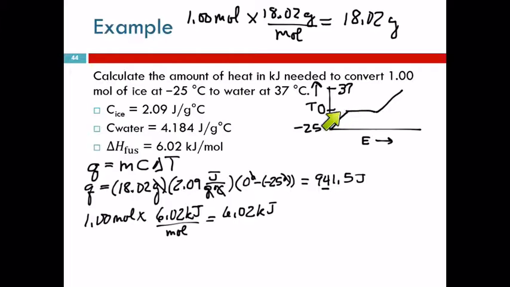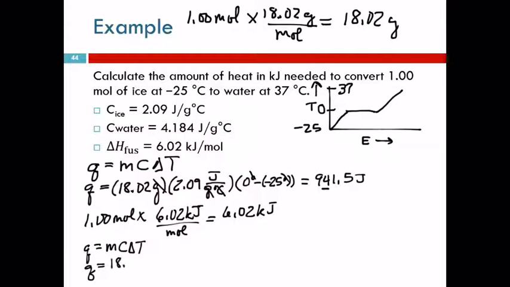So that's this part right here, melting the ice. Now we've got water at 0 degrees Celsius, but we're trying to get it up to body temperature, 37 degrees Celsius. So we're taking liquid water from 0 to 37. How much energy does it take to heat the water? That's Q equals MC delta T again.